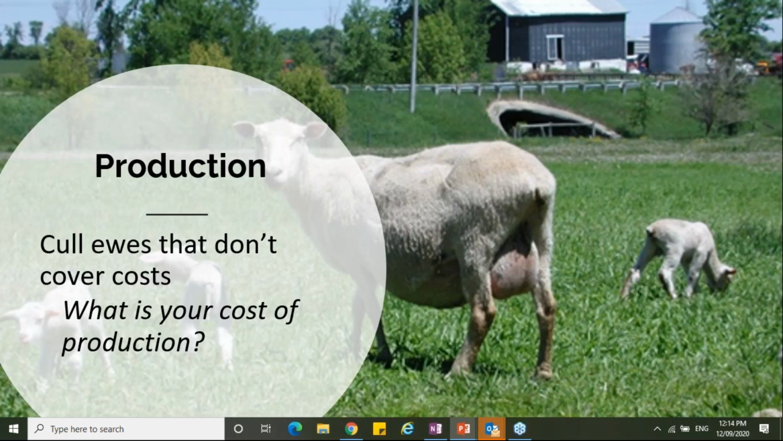So the last thing is culling on production. It sounds pretty straightforward, right? Cull ewes that don't cover costs. But it turns out it's generally a bit more complicated. It's costly to grow ewe lambs and get them into the system.